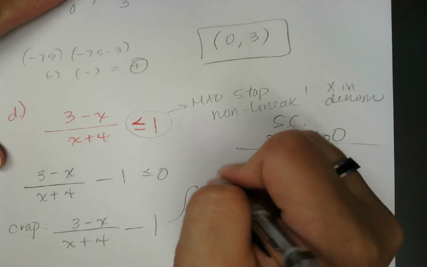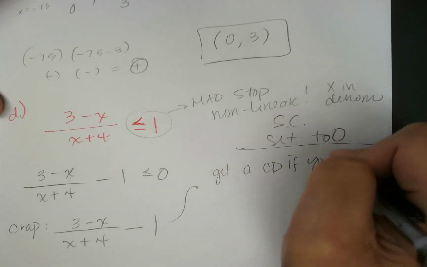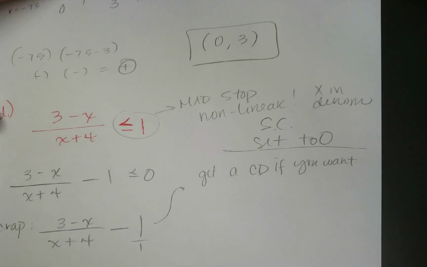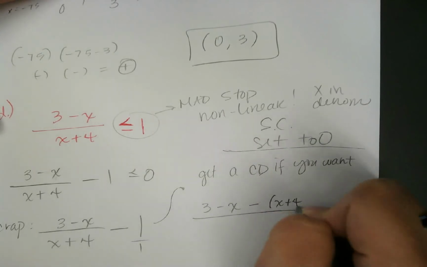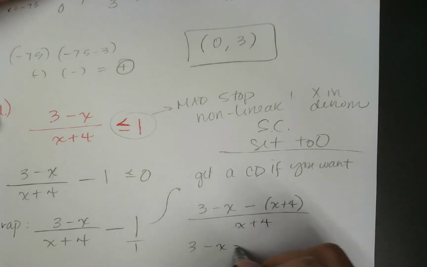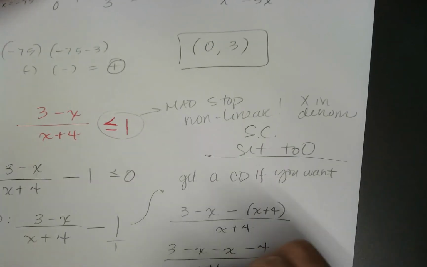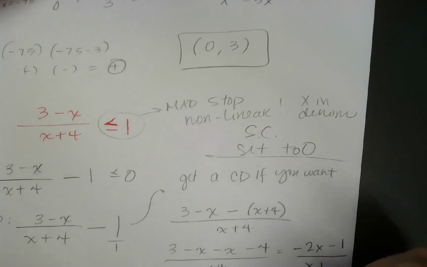You can actually get a CD and clean up your crap, okay, if you want. So if you want to combine this into one expression instead of two separate things, you can. It'll help you later. So if you get a CD, that's really 1 over 1. Okay? So it's 3 minus x minus, now if you get a CD, you got to go with your CD work, minus that because your CD is x plus 4. So when you get all that, 3 minus x minus 4, you get negative 2x minus 1 over x plus 4.